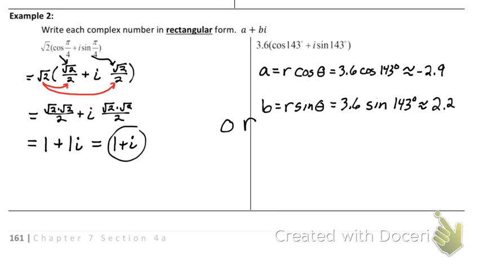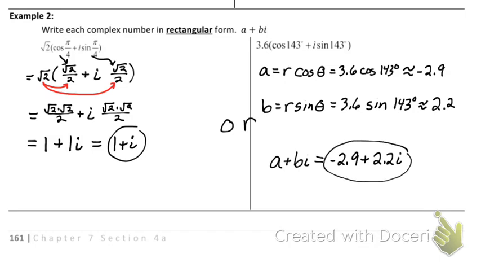Now our rectangular form is a plus bi, so we just take our a value. Let's put that down. a plus bi is going to equal, replace the a with negative 2.9 plus our b, which is 2.2, and attach the i onto it, and that is your answer.